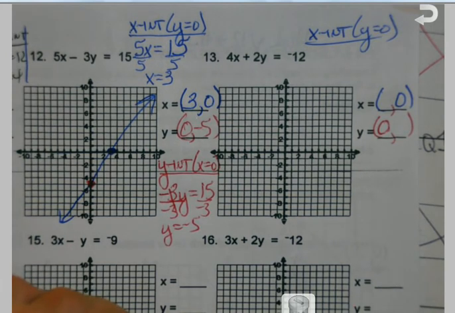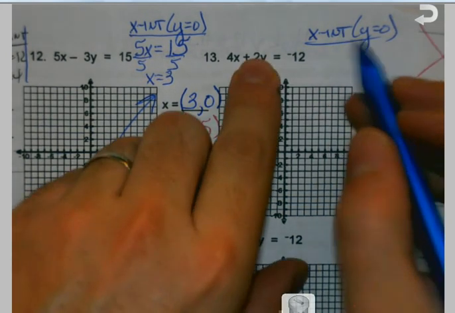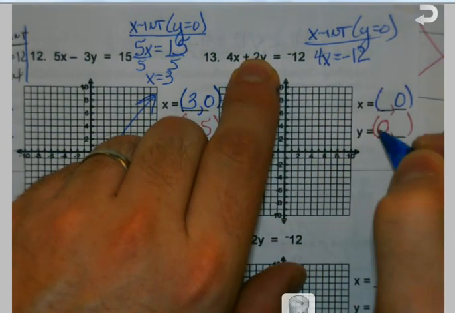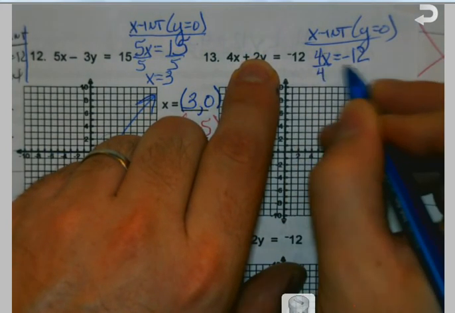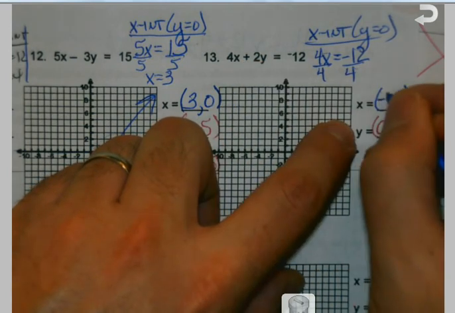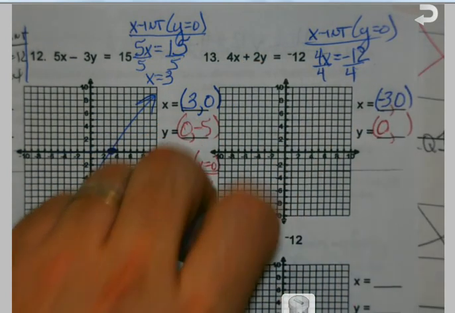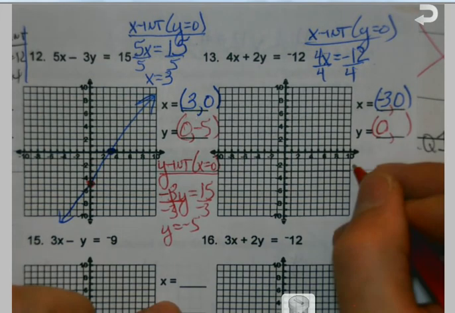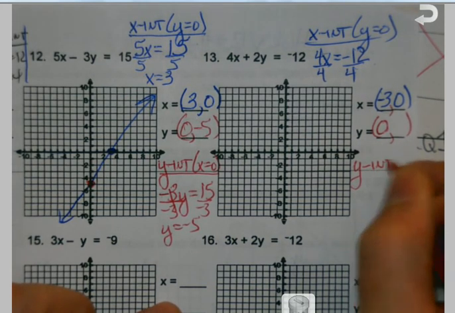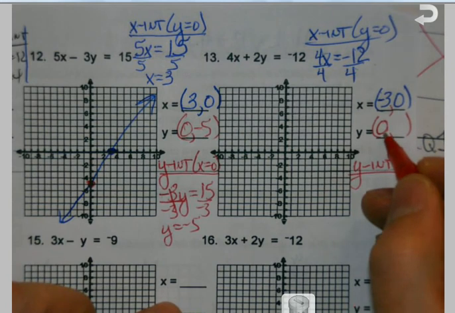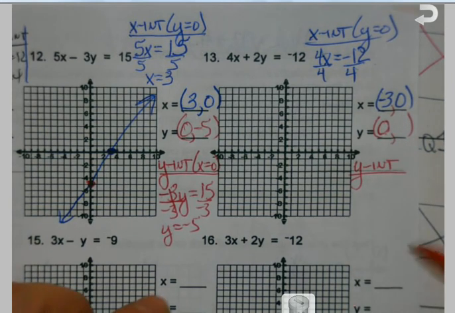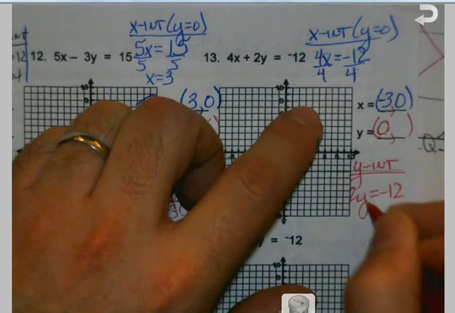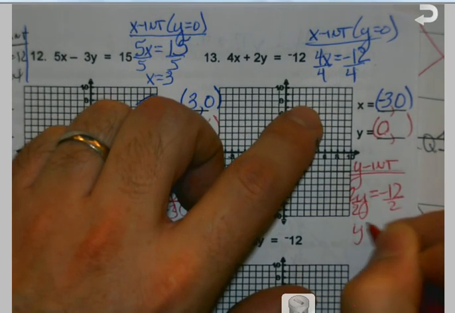So here, same thing. If I'm looking for x, I write down the x part only. So 0, negative 3, because that's what my x value would be. It'd be negative 3 when I divide by 4. I think we got this. And then my y-intercept, I plug in the 0. This will be on an upcoming quiz. 2y equals negative 12. Divide by 2 is negative 6.